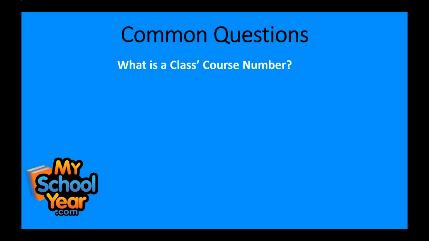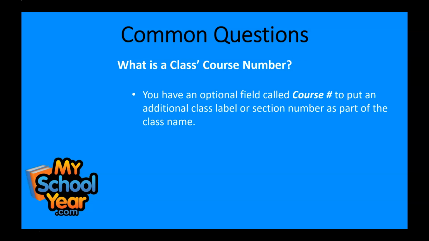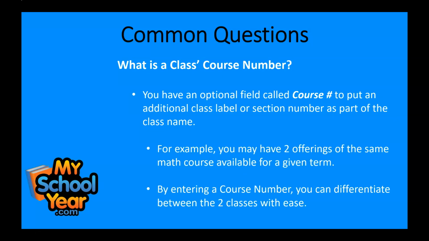What is the class's course number? You have an optional field called course number to put an additional class label or section number as part of the class name. For example, you may have two offerings of the same math course available for a given term. By entering a course number, you can differentiate between the two classes with ease.